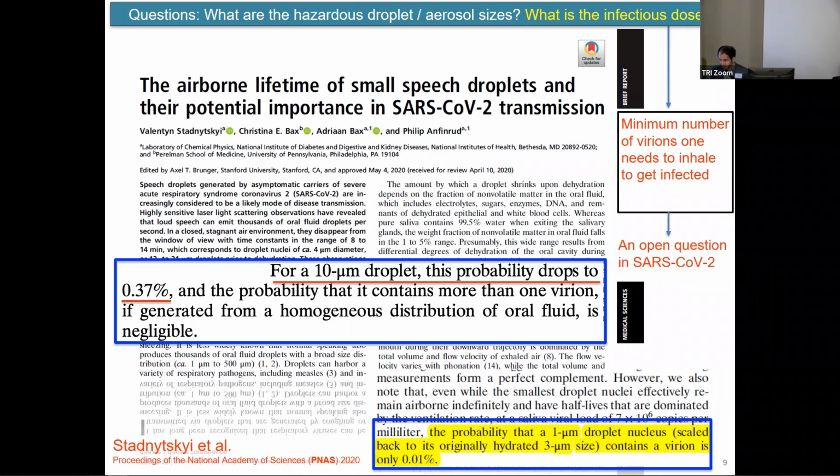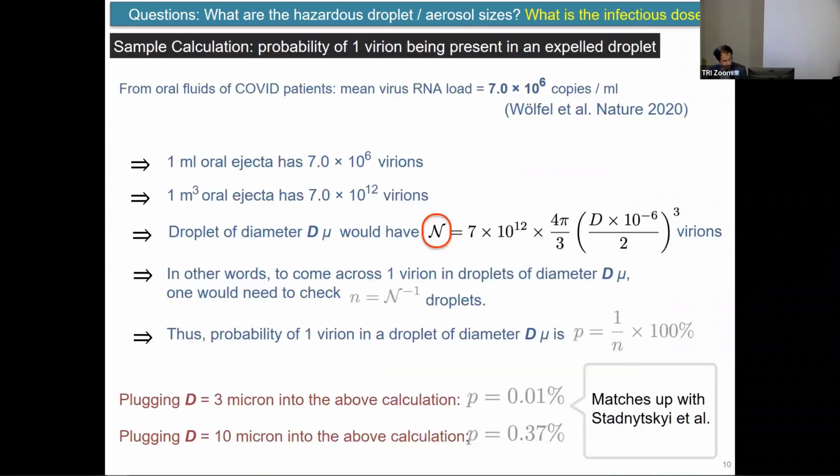For this, again, I first started to mine through literature. I found this paper that came out in late 2020. They experimentally measured the probability of finding a variant in a droplet of a certain size. These are all undehydrated droplets. They have not lost the water yet. Some striking numbers, for example, in a 10 micron undehydrated droplet, the probability to find at least one variant is just 0.37%. So I decided to develop a simple mathematical model which hopefully can test these numbers.